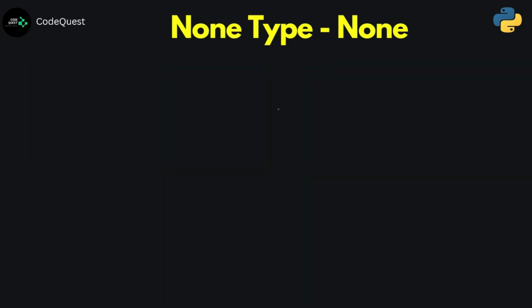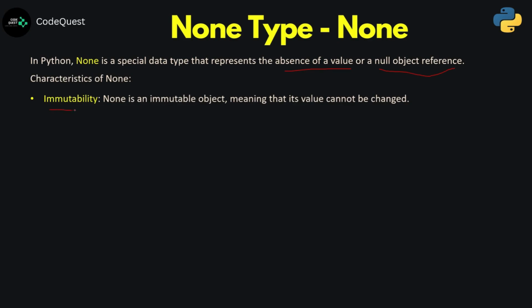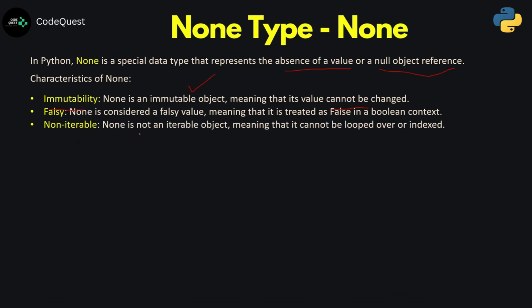None is a special data type which represents the absence of a value or a null object reference. What are the basic characteristics of None? It is immutable, I mean, None is an immutable object, meaning we cannot change its value. Secondly, falsy. None is considered a falsy value, meaning it is treated as false in a Boolean context, because we understand in Boolean context that is true and false. So every time, None is usually treated as false. Non-iterable means None is not an iterable object, meaning that it cannot be looped over or indexed.